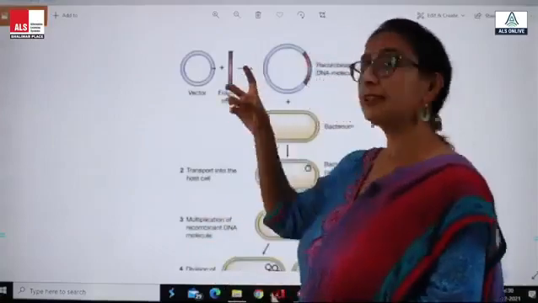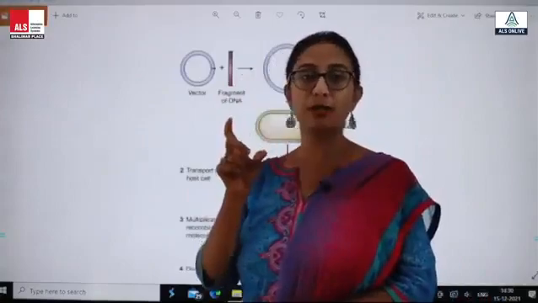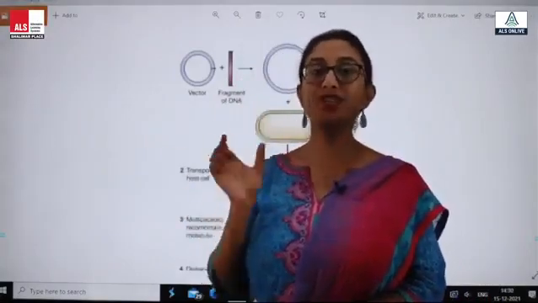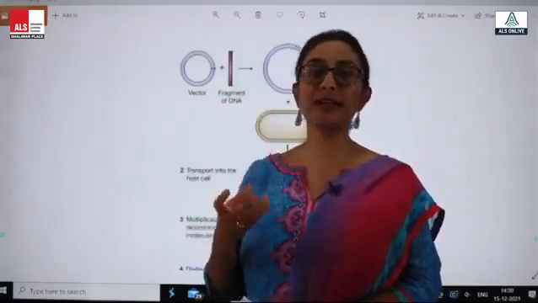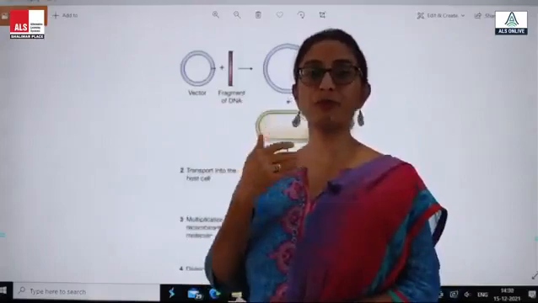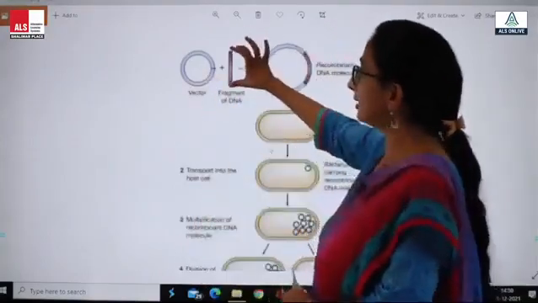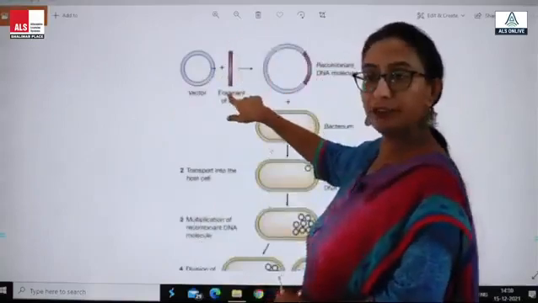So first, the gene which we are interested in. In this case it is the insulin, the gene which is coding for the hormone insulin. That gene is called the gene of interest. So this gene is extracted from the host organism, that is we, from human beings. We will extract that gene which codes for insulin. So that is called the gene of interest. So here in this case, this is the gene of interest.